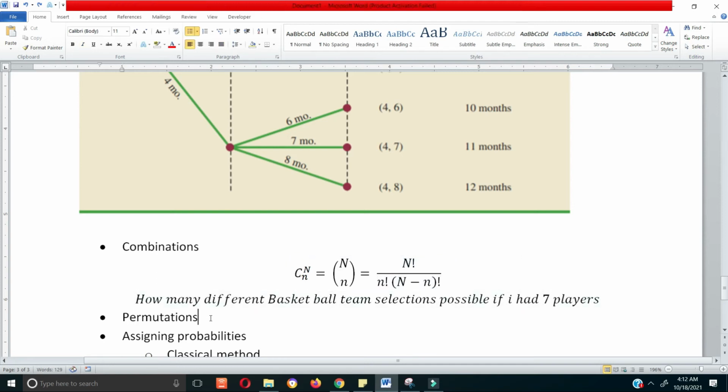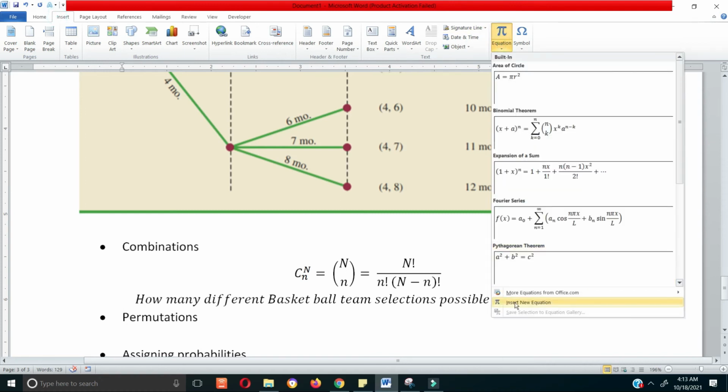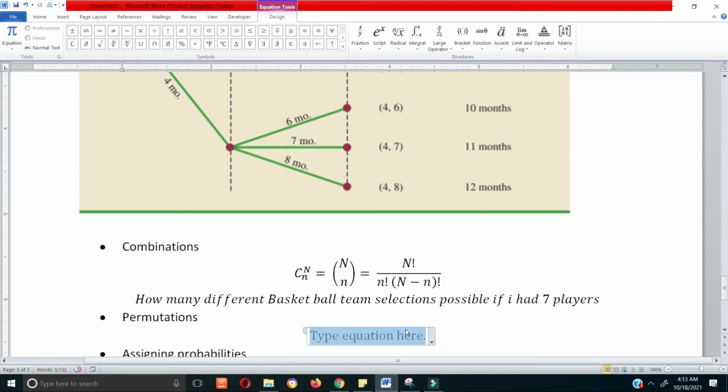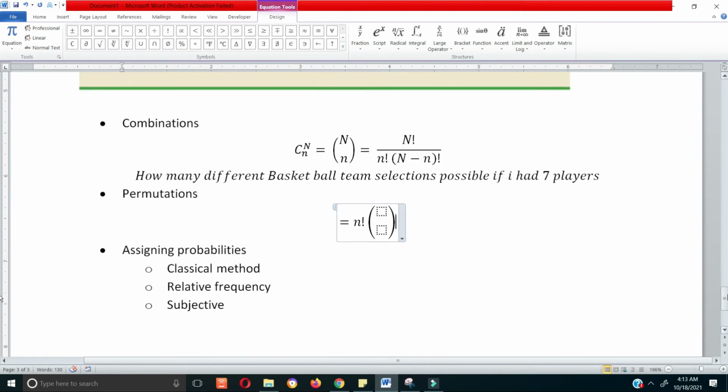Permutations, on the other hand, let me just insert a new equation. Permutations are given by this formula, which is essentially the factorial multiplied by the lowercase n.